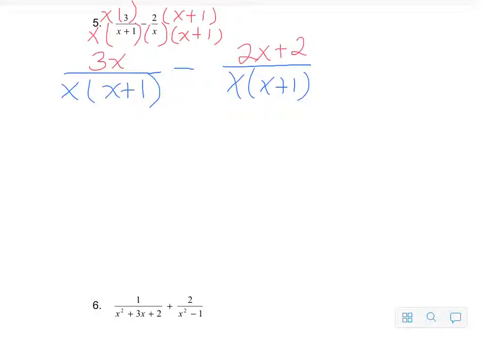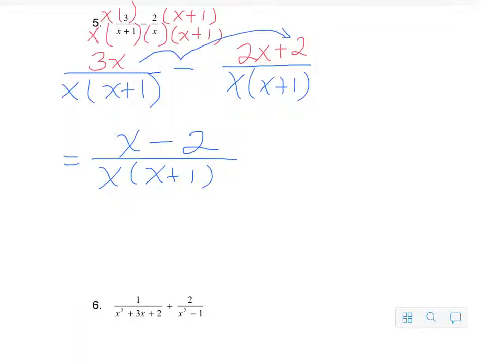Okay, I have a common denominator, so I'm going to bring it over. I'm going to subtract the numerators. 3x minus 2x is an x. Nothing minus 2 is a minus 2 because you have to keep jumping to the middle. X minus 2 can't be reduced.